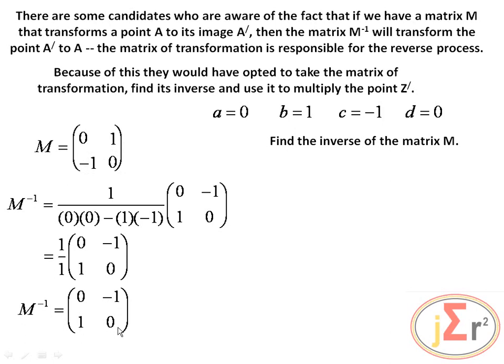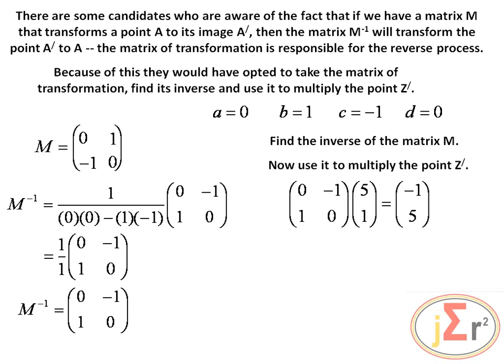So they will take this inverse and multiply it by the image of the point Z, which is Z prime. Now use it to multiply the point Z prime. If we do that, we have 0 multiplied by 5, then negative 1 multiplied by 1, negative 1. Then we have 1 times 5 is 5, and 0 multiplied by 1 is 0. So we'll have 5 right there.